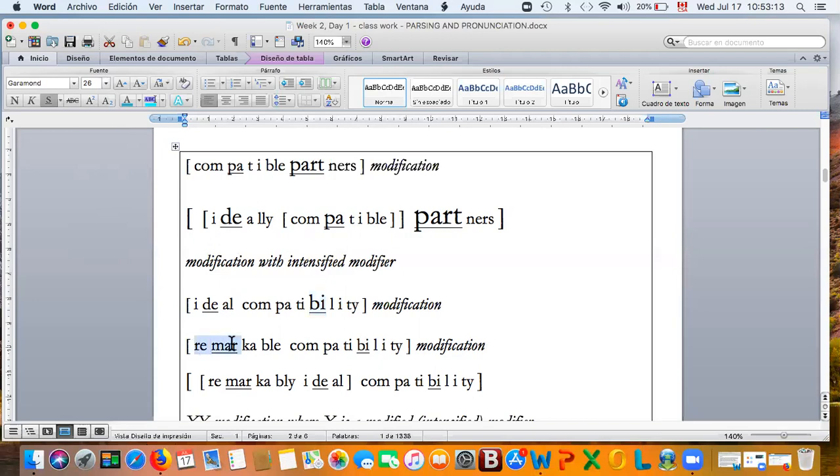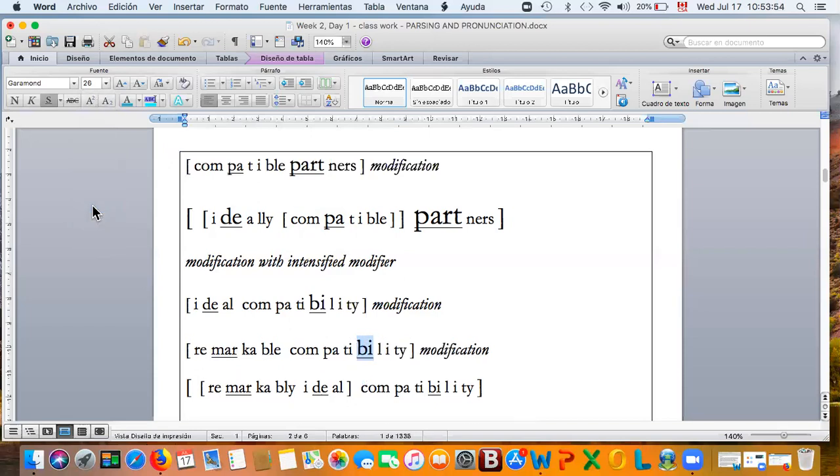We can also intensify compatibility with the subjective evaluating adjective remarkable. We think that something is remarkable, and so we put it into a modification structure. Remarkable is the modifier. In this case, it's an intensifier. So the intensifying modifier, remarkable, is added to compatibility. And that gives you remarkable compatibility. So far, nothing special.